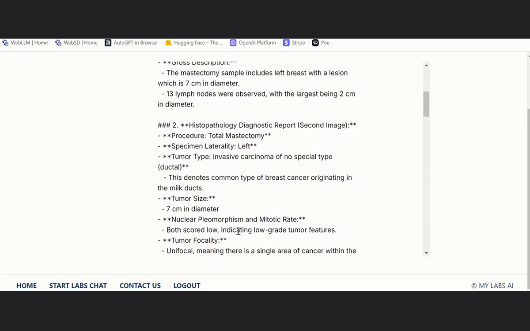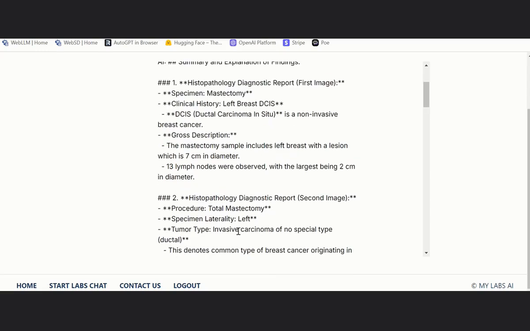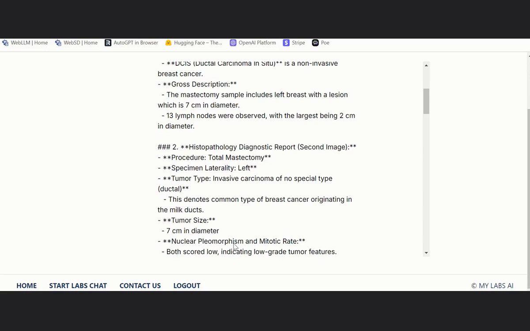Histopathology Diagnostic Report, the second image. What does that show? So from the whole first sheet of paper, the first print, what she learned is that she has DCIS, ductal carcinoma in situ, which is a non-invasive form of breast cancer. Right? And it also says the tissue that was looked at. The second image, right? It is total mastectomy, specimen lateral left, tumor type, invasive carcinoma of no special type, ductal. Right? So that's a description of the left breast that had the mastectomy or the surgery.